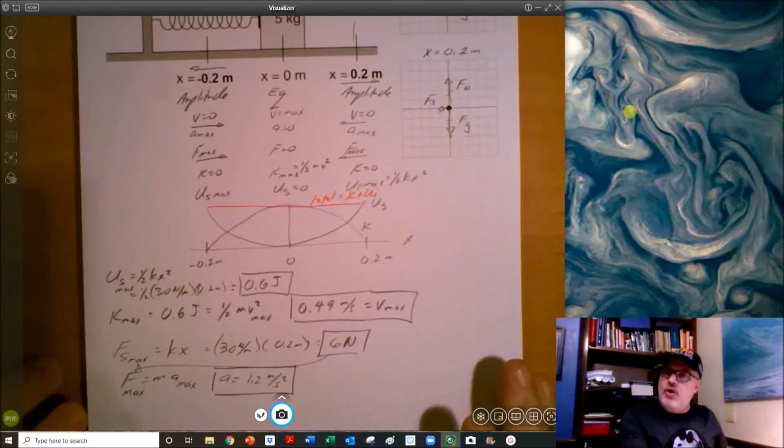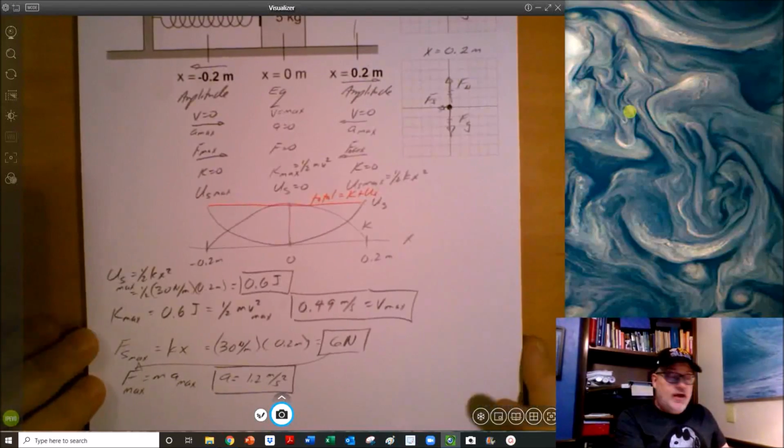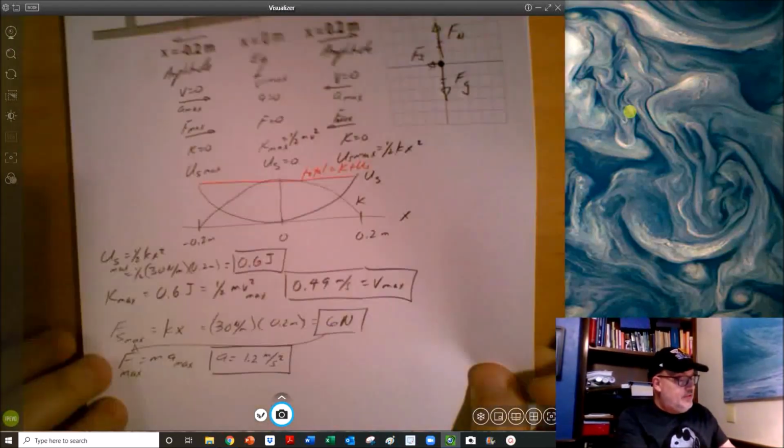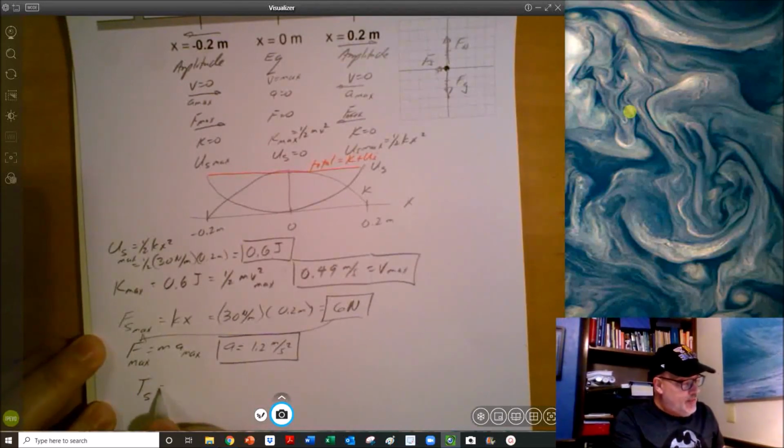Is there anything else at all to find? Well, actually, yes. We can look at the time period now. So let's move this up just a touch. The time period for a spring mass system is 2 pi square root of m over k.